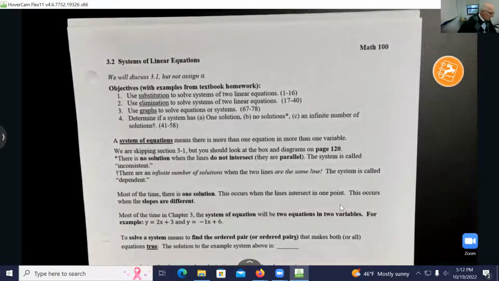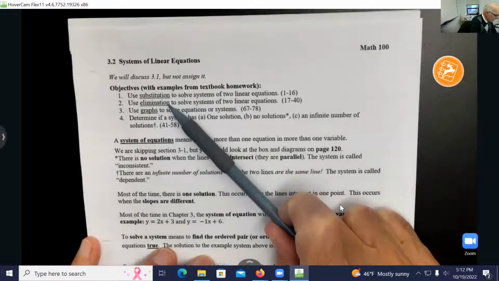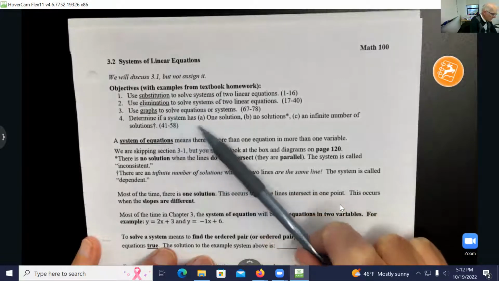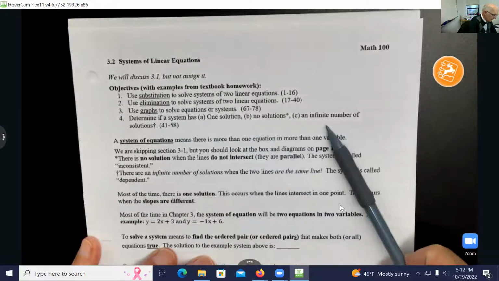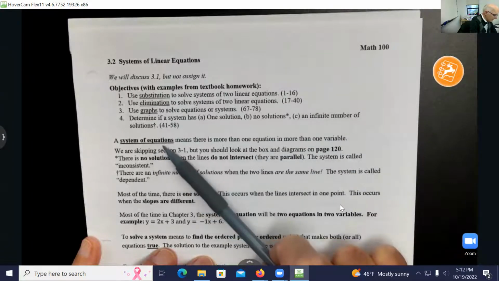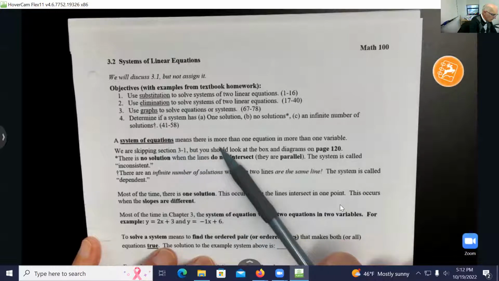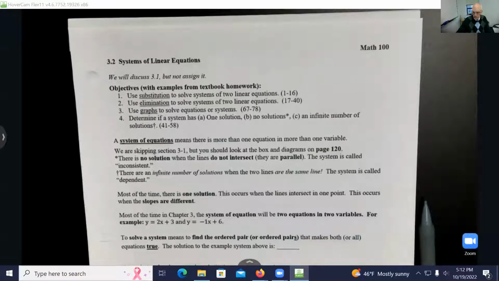In this video, I'm going to show how to do substitution, how to do elimination. We're going to be looking at graphs, and then we're going to look at the odd cases where there are no solutions or an infinite number of solutions. A system of equations, and this is plural equations, means that there's going to be more than one equation in more than one variable. So let's take a look at some examples from our book, what the questions are going to look like.